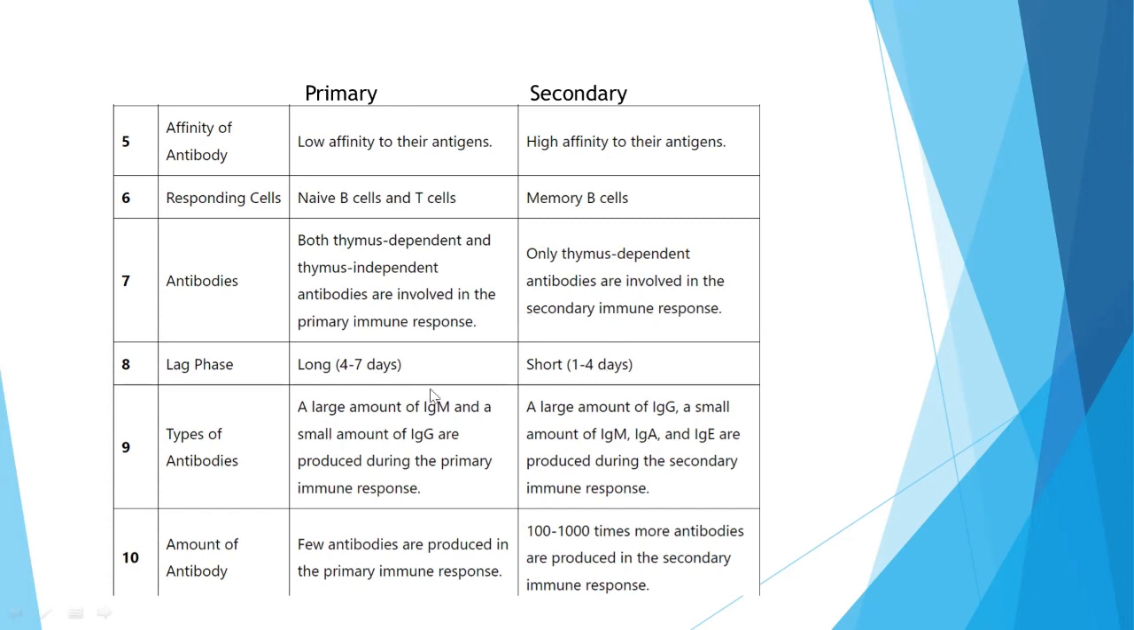As for the types of antibodies, in the primary response a large amount of IgM and a small amount of IgG are produced, whereas in the secondary, a large amount of IgG and a small amount of IgM are produced. The amount of antibodies is few in the primary, whereas in the secondary it is 100 to 2000 times more than that in the primary response.